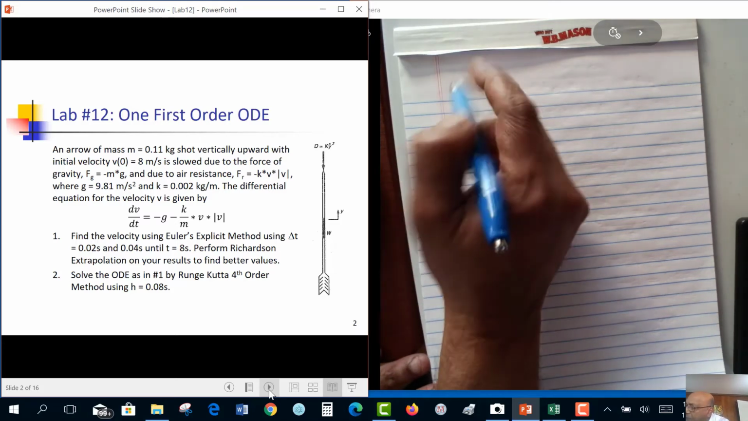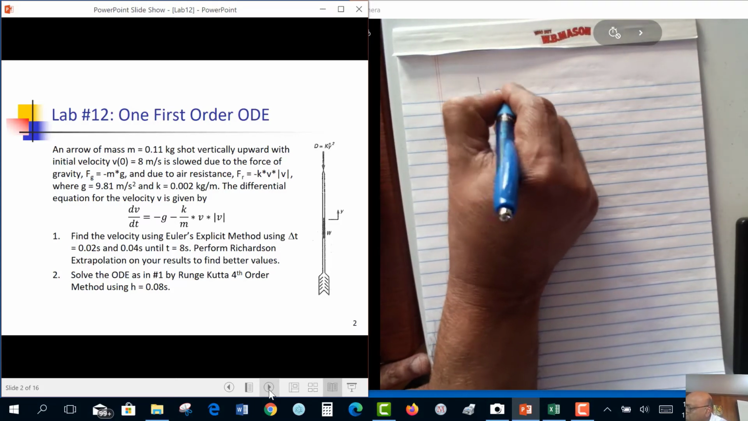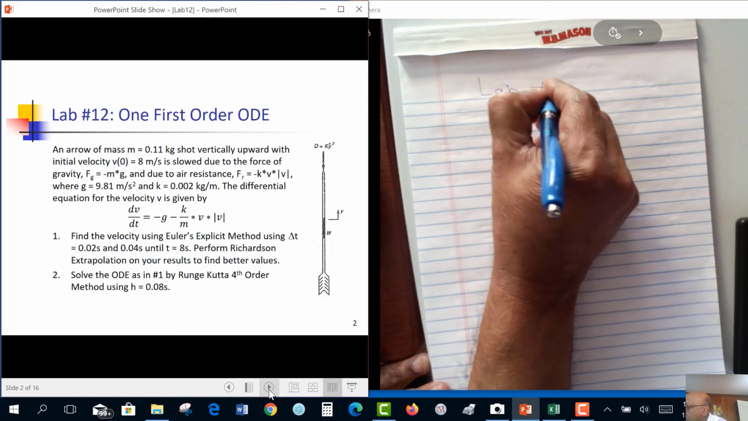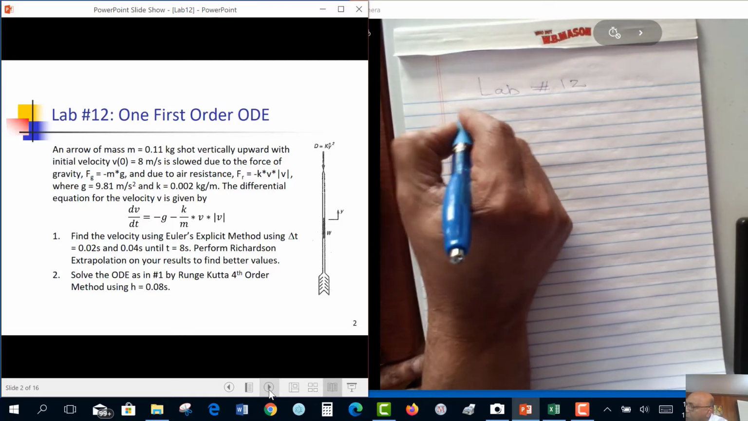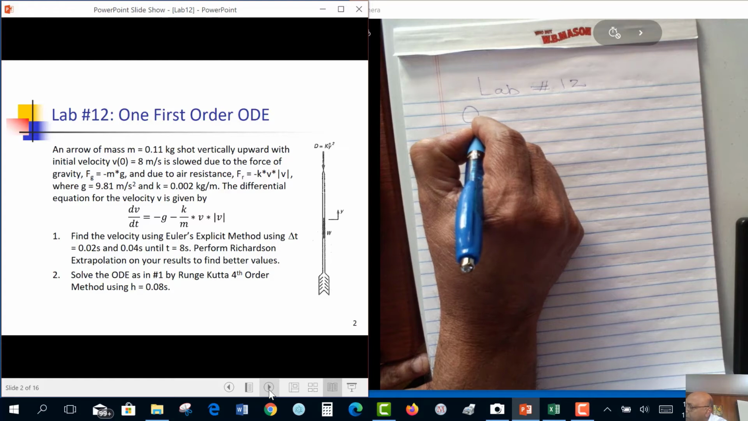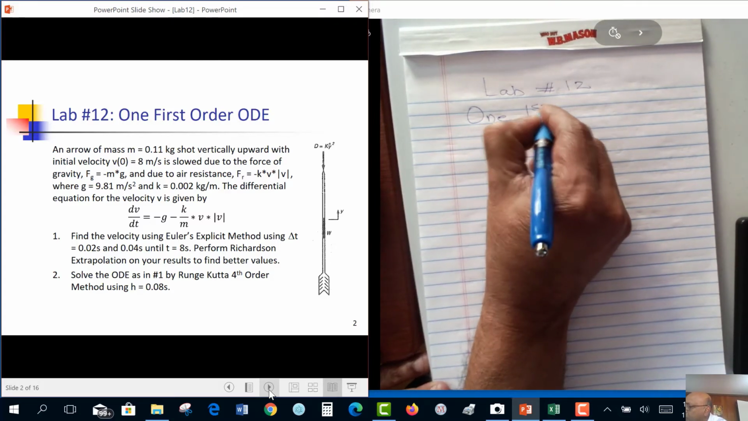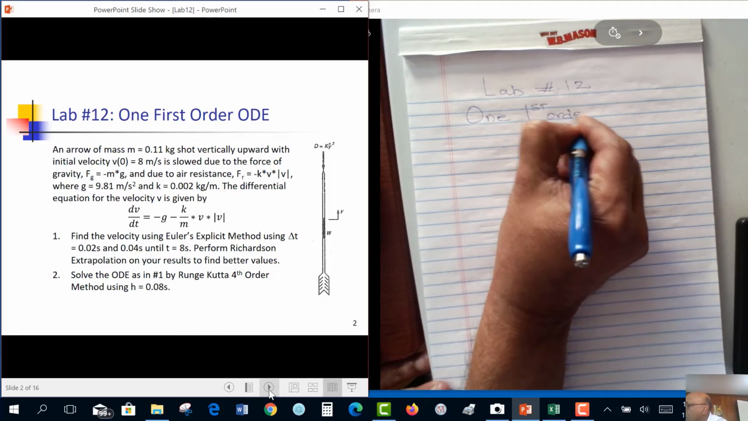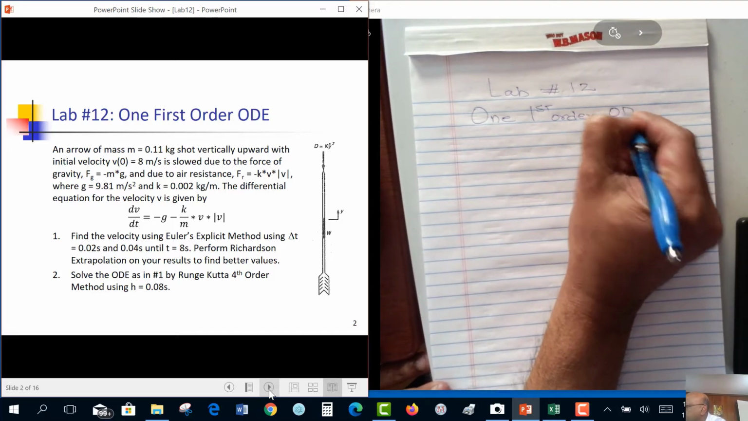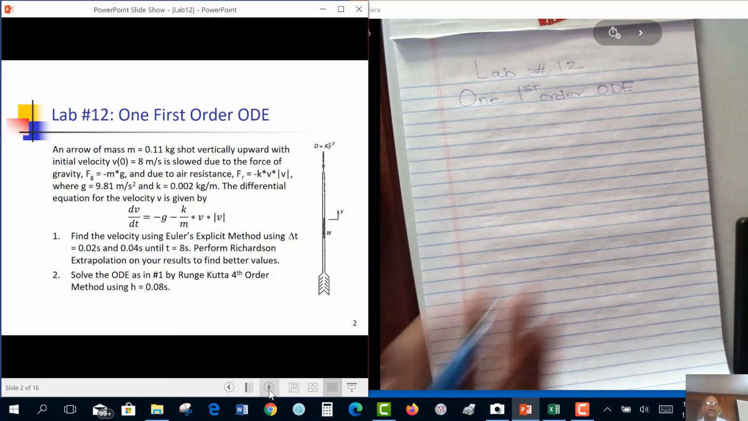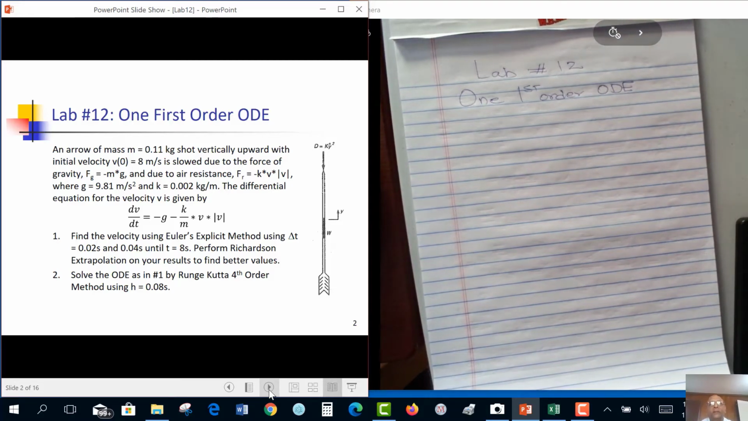Okay, we are in lab number 12. You learned many methods, three methods to solve one first order ordinary differential equation. So let's see an example of it.